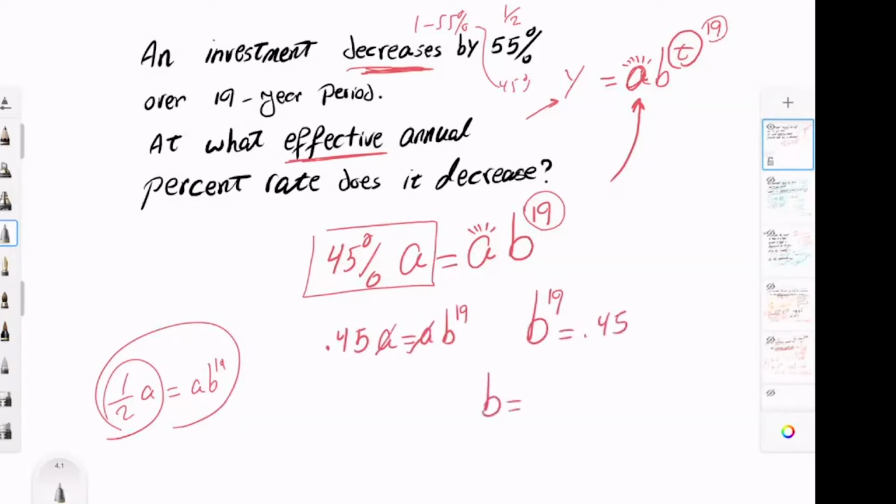B will be 0.45 to power 1 over 19. So this is B. We're looking for effective. You will subtract it from 1. Then you get the answer.